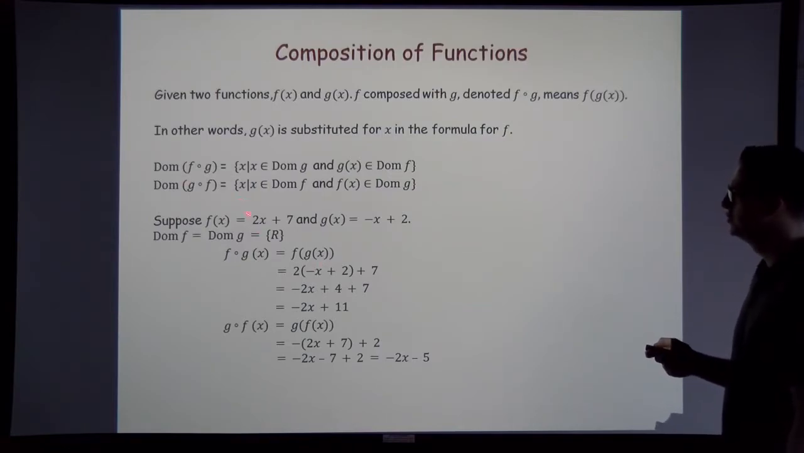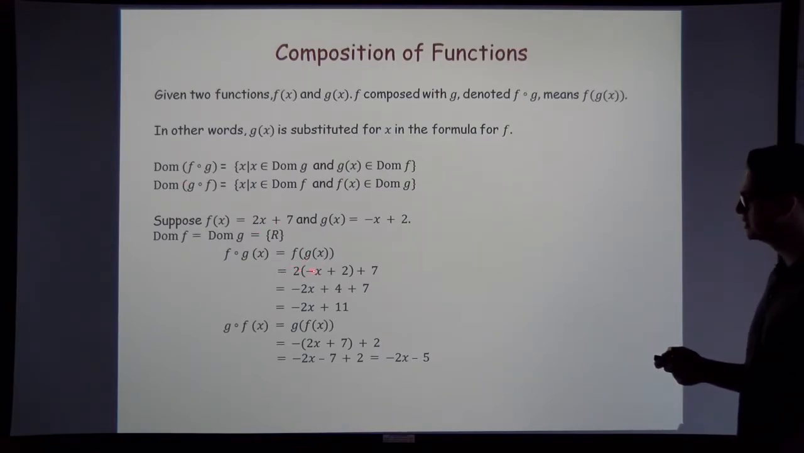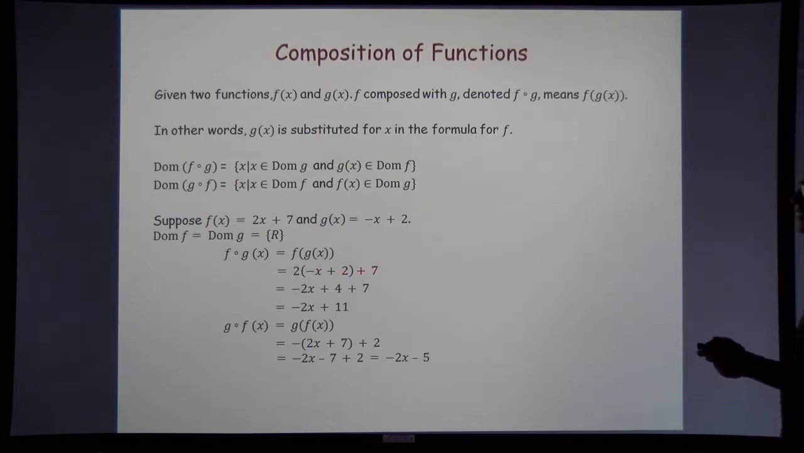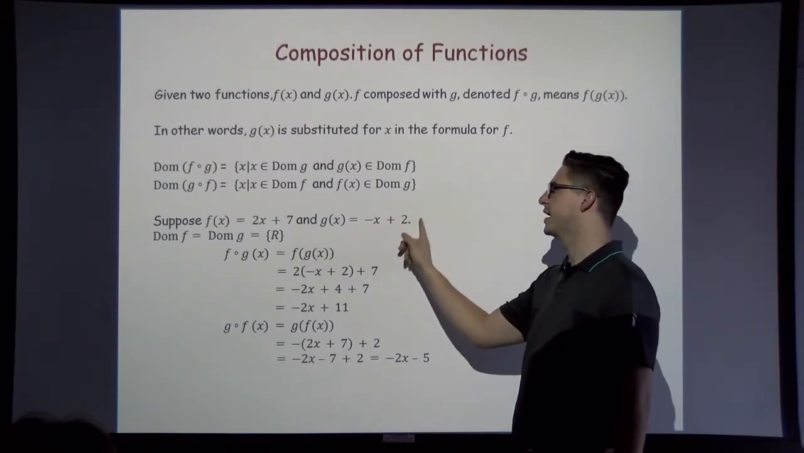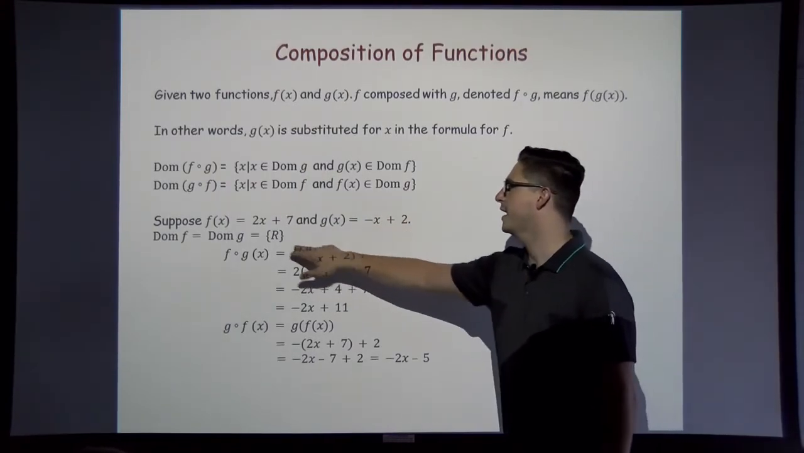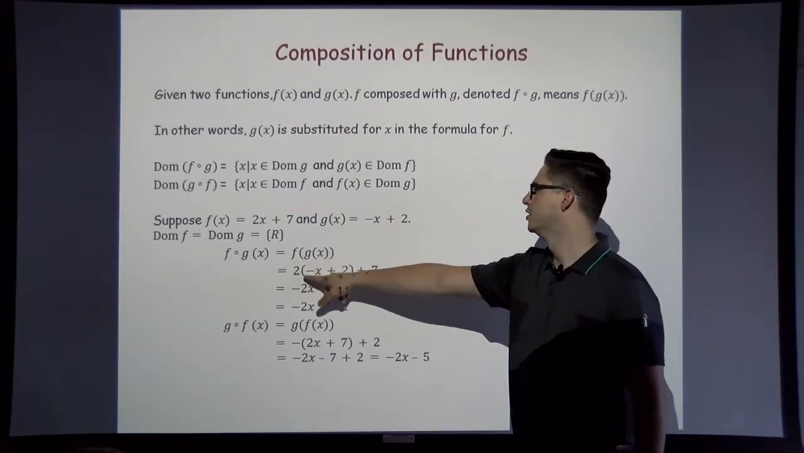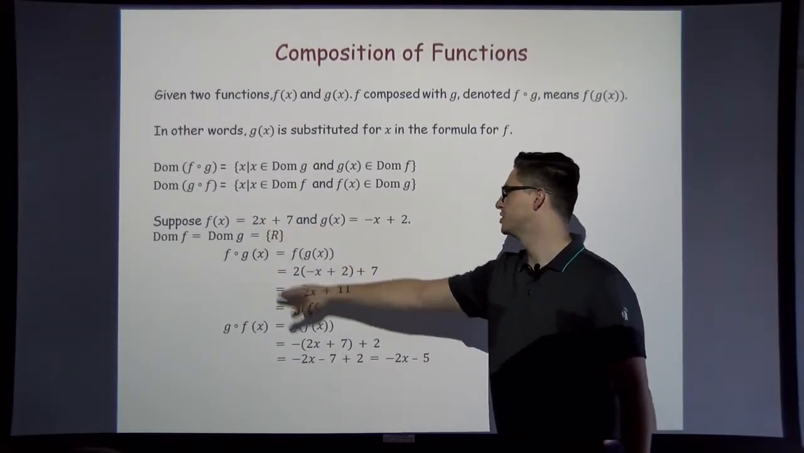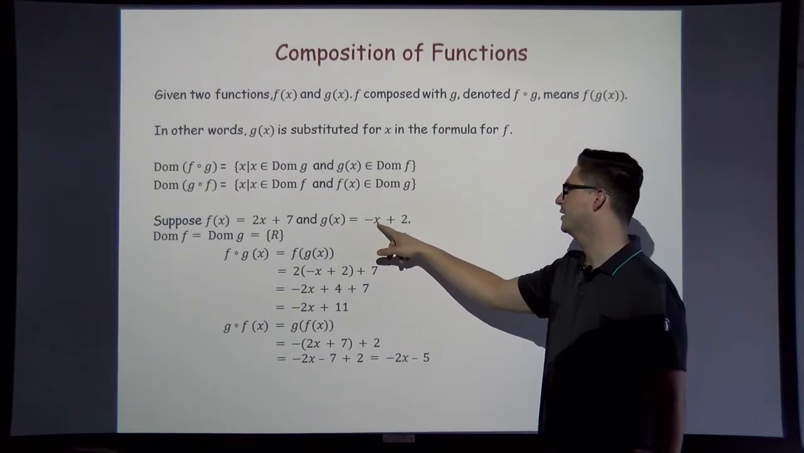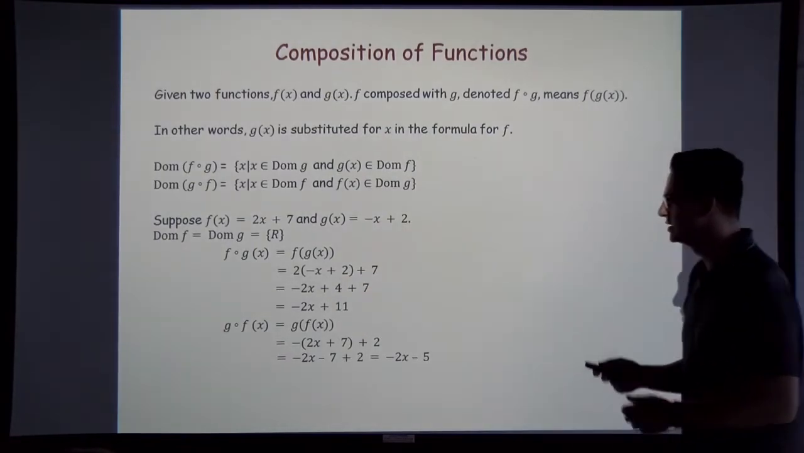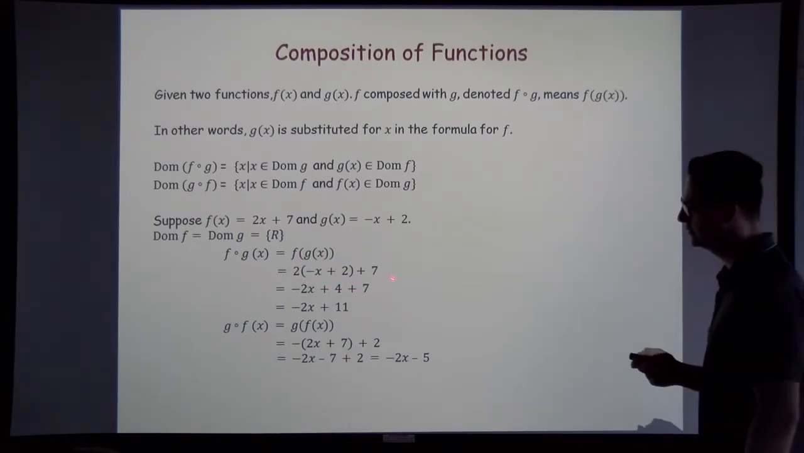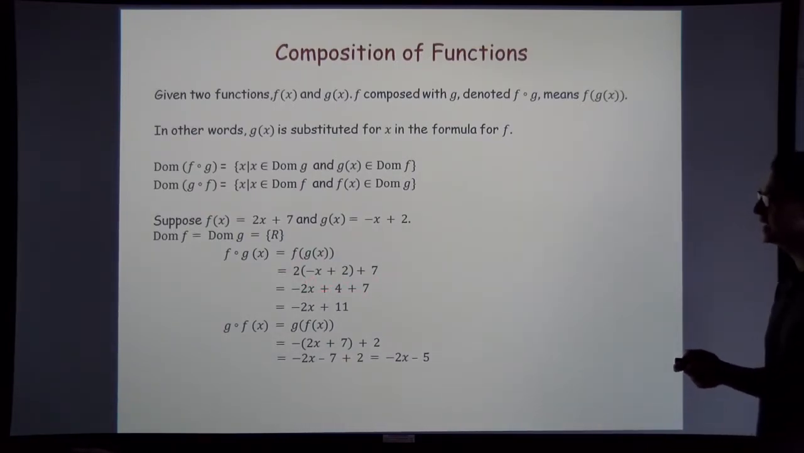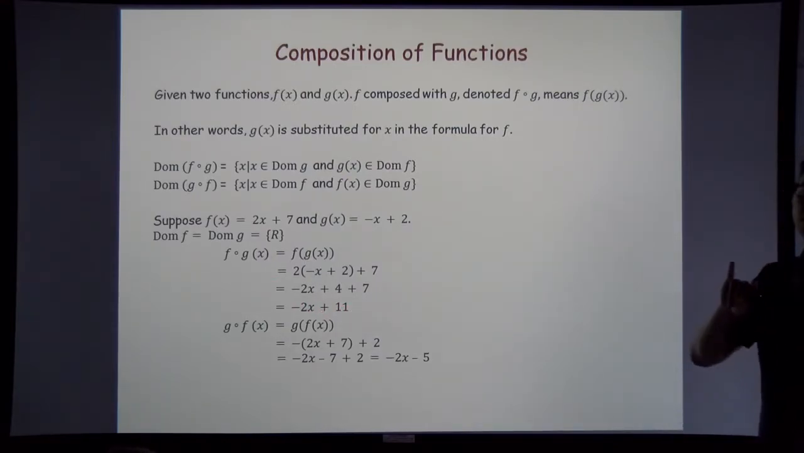We do 2 times (negative x plus 2) plus 7. So all we really do here is take our g of x equation and plug that in for our x value. So now we have 2 times (negative x plus 2) plus 7, and solve that way. We'll be left with negative 2x plus 4 plus 7, combine our like terms to get negative 2x plus 11. Now we have to do it the other way.